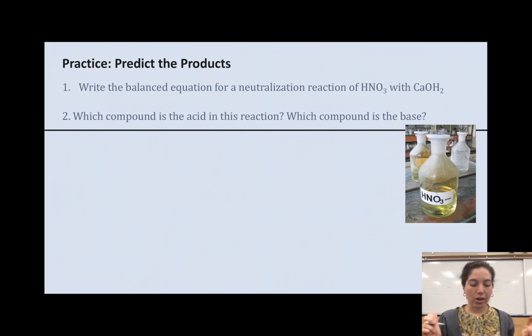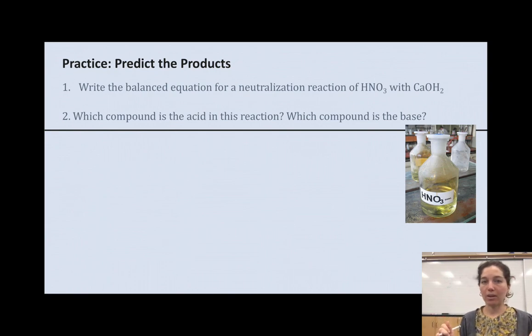So let's give this a shot. See if you can write out the balanced equation for a neutralization reaction between this acid and base here. And then we'll go to the second part of it. So go ahead and write out the equation here, do the double displacement where you swap things, and balance out your equation to get your products so that you can see what's going on here. And then we'll go to number 2 afterwards.